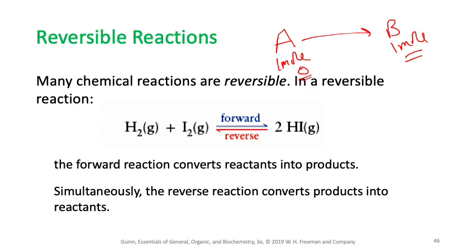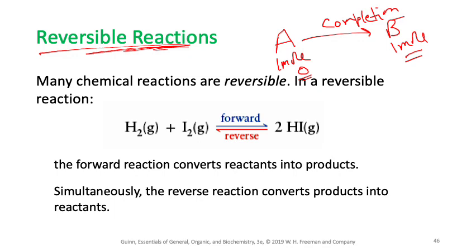Till now we just learned about this, but there are some kinds of reaction that don't go to completion, like we did in this example A to B. This reaction goes to completion, meaning everything that you started with is already converted into B. But some reactions usually don't go to completion, and we call those kinds of reactions reversible reactions.